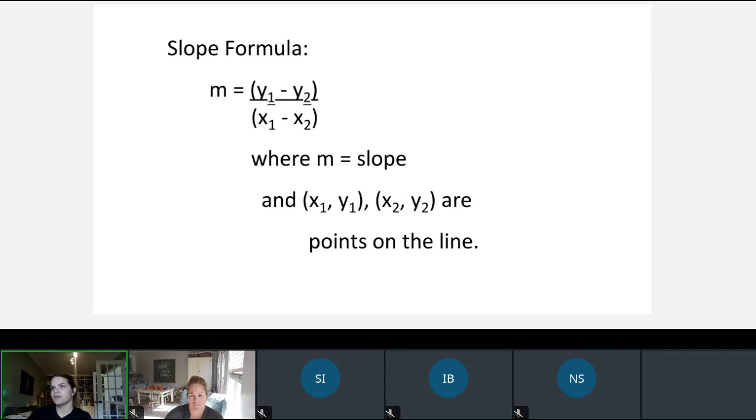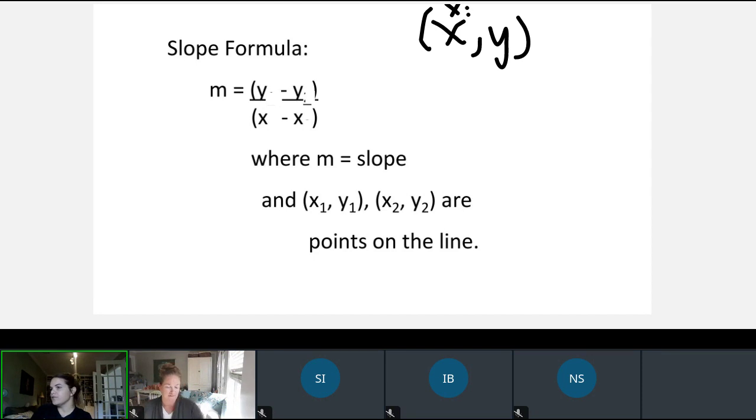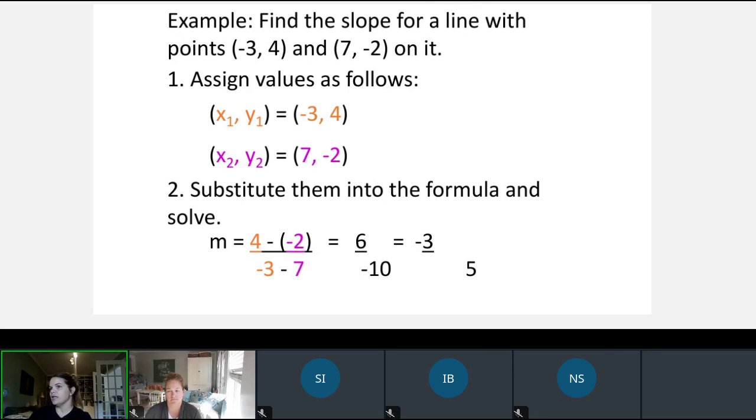Okay, so when we're given 2 points, we are first going to label x1 and y1, x2 and y2. What these mean is that x1 and y1 are the x from the first ordered pair and the y from the first ordered pair. That's all that those 1s and 2s mean. Okay, so we're going to have y2 minus y1 divided by x2 minus x1. Let's take a look at what that looks like with actual numbers.